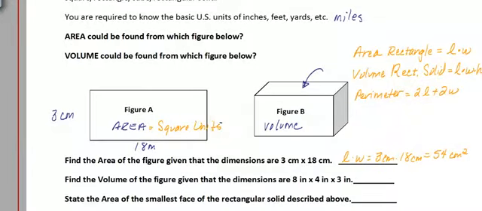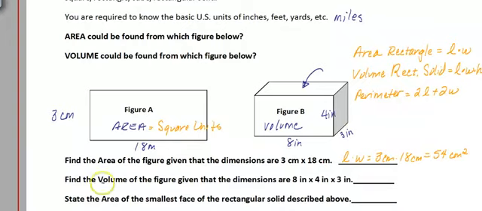Area of any figure will always be in square units. So now let's give some dimensions to this rectangular solid. So we've got 8 inches by 4 inches by 3 inches. So I'll say this is 8 inches. I'll call this one 4 inches and this one 3 inches.